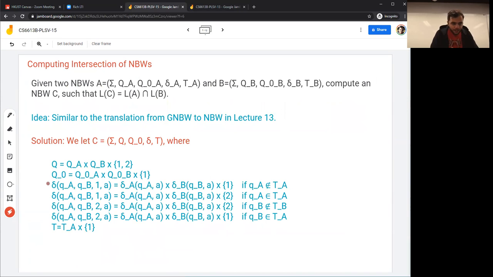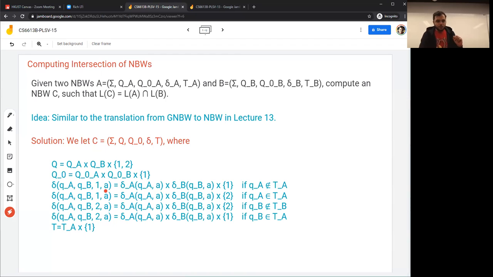So this is how we do it basically. This was too hard to draw, but the set of states is the cross product of the set of states of automaton A and automaton B, and we also take two copies of it. The initial states are the initial states of A times the initial states of B, but we are initially in copy 1.